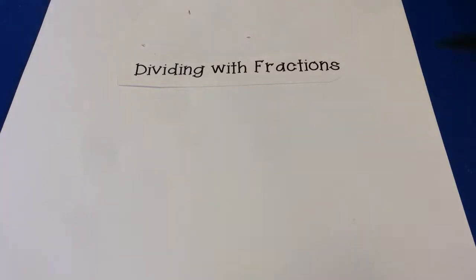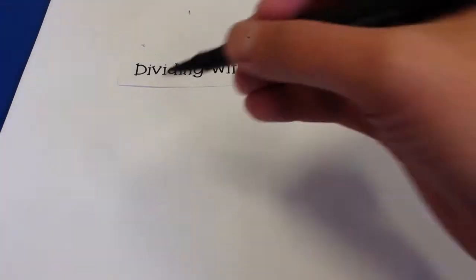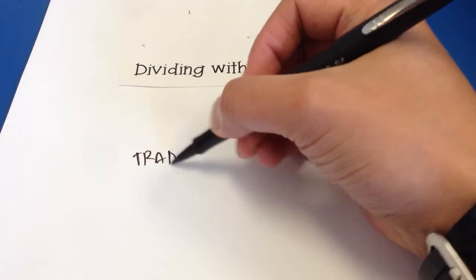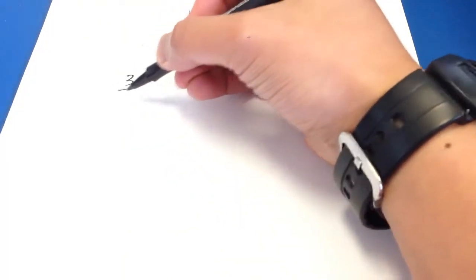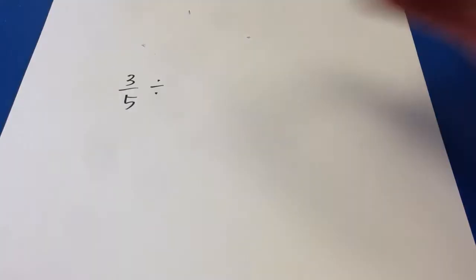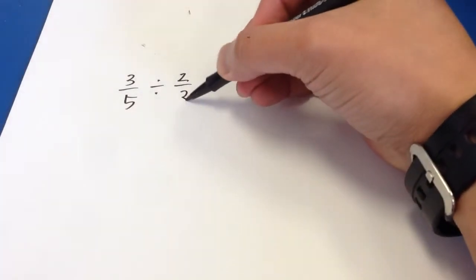Okay guys, so today we're talking fractions, and I want you to be able to divide fractions using the traditional method. Let's start with an example. Let's say that you have 3/5 divided by 2/3.